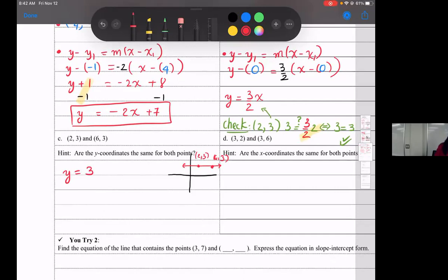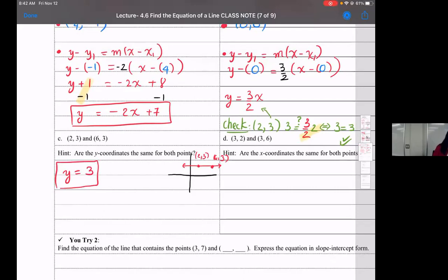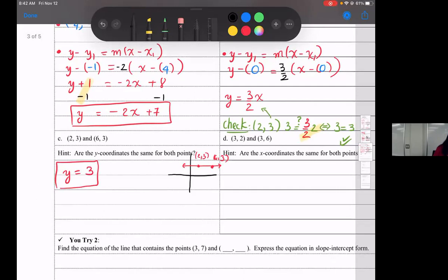What about D? Yeah, x equals 3, right? Let me draw it out for you. So when you go home, you read it, you understand? So let's see, I have 3, 2, 3, 2.